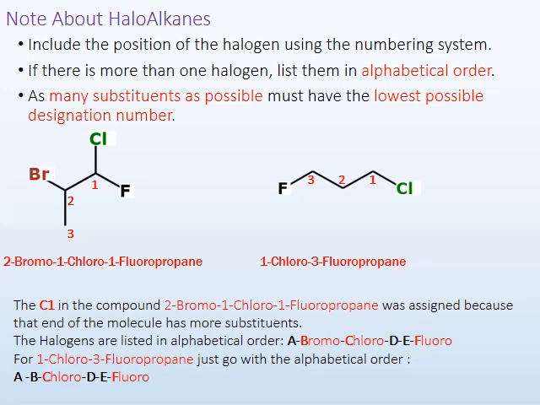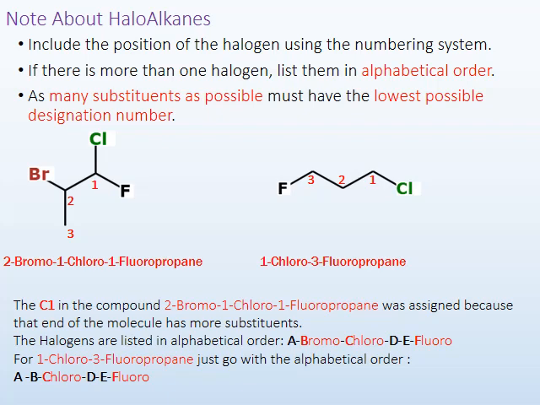Haloalkanes are named as if the alkane part is the principal functional group, as we will see in a moment. This has to do with functional group priority ranking. For now, it suffices to know the basic steps for naming haloalkanes. Just as with the previous examples, the longest continuous carbon chain is identified, and the carbon atoms are assigned numbers. The main rule to follow here is that as many substituents as possible must have the lowest possible designation number. Then the position of the halogen can be assigned using the numbering system. When there is more than one halogen, they are to be listed in alphabetical order.